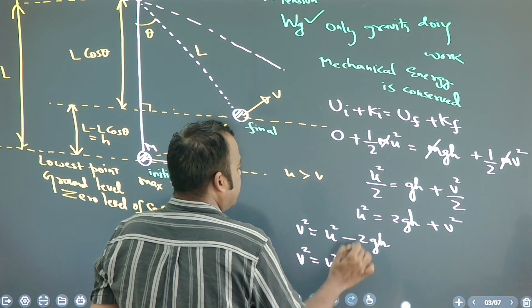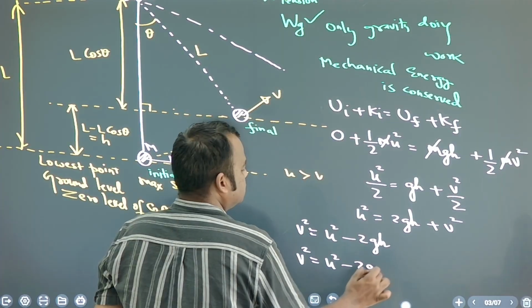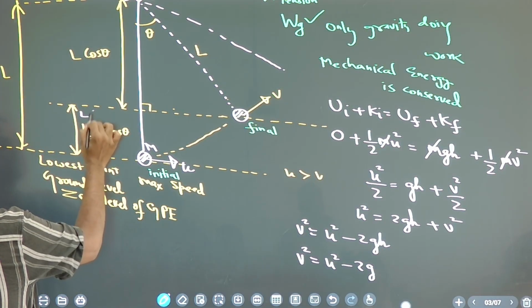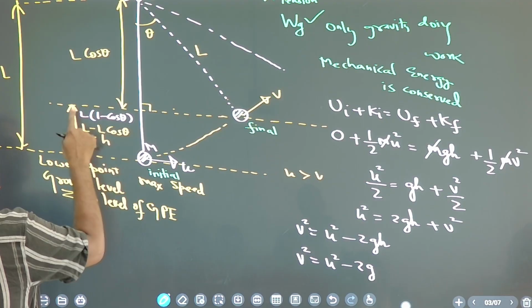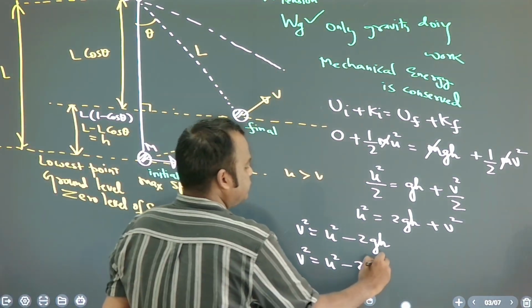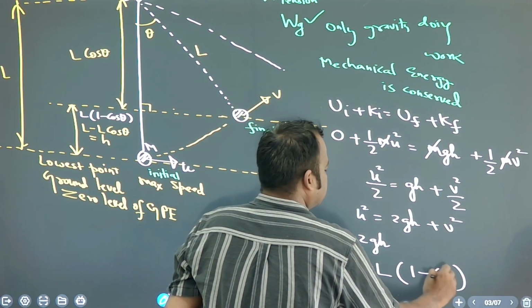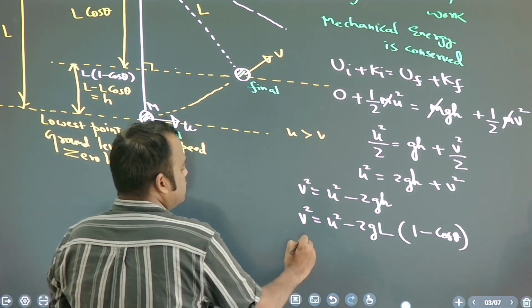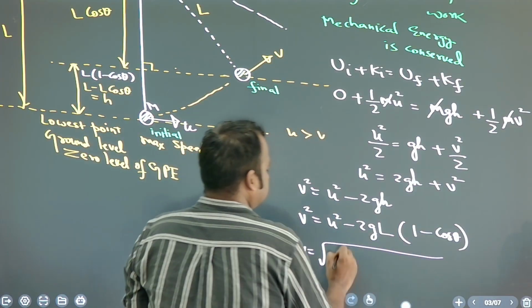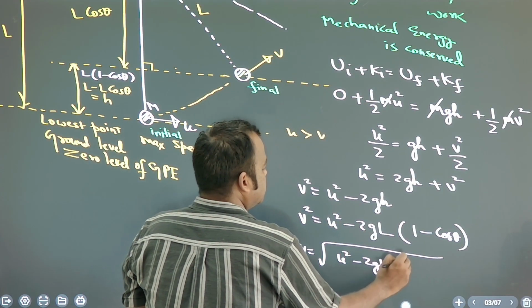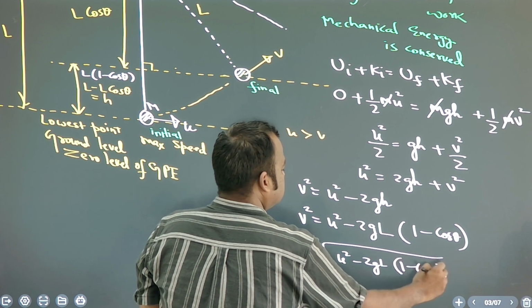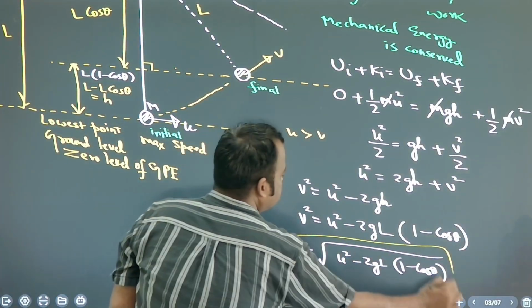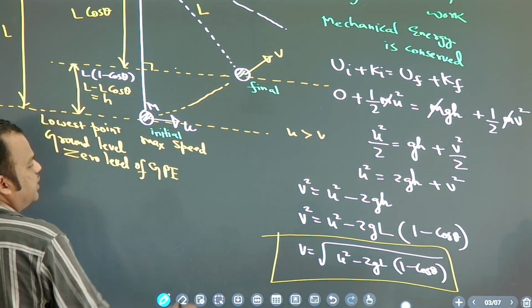Now put the h value, L minus L cos theta. So L you can take common: L into 1 minus cos theta. So this is the formula for V. V is equal to square root of u square minus 2gL into 1 minus cos theta. Note down, this is a very important formula. Write it in your formula diary also.